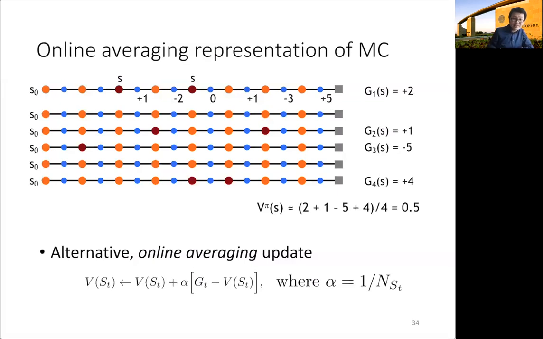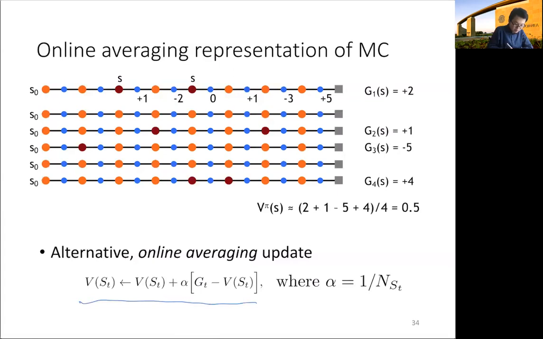So you can write it in a slightly different way with this update equation, and you can choose this update parameter to be one over the number of times that you have run into this particular state S_t.